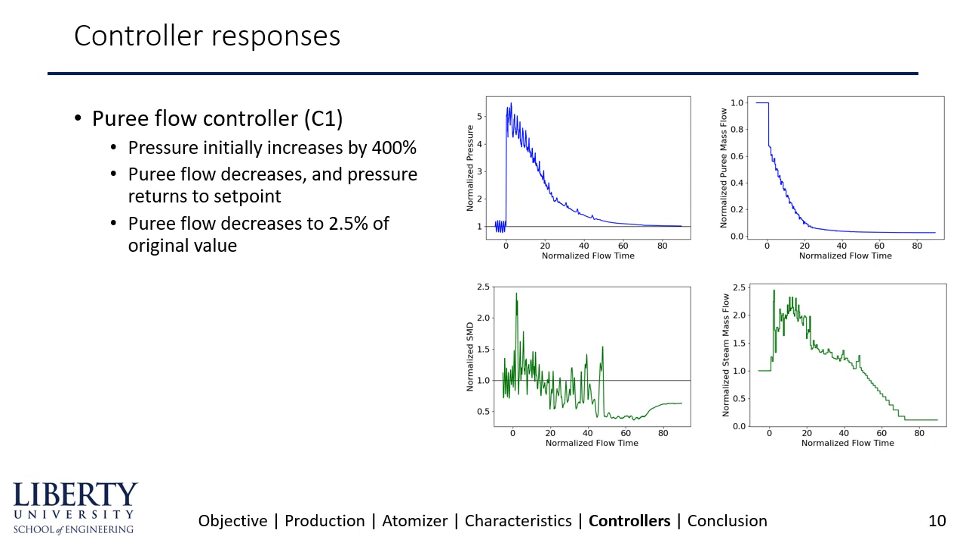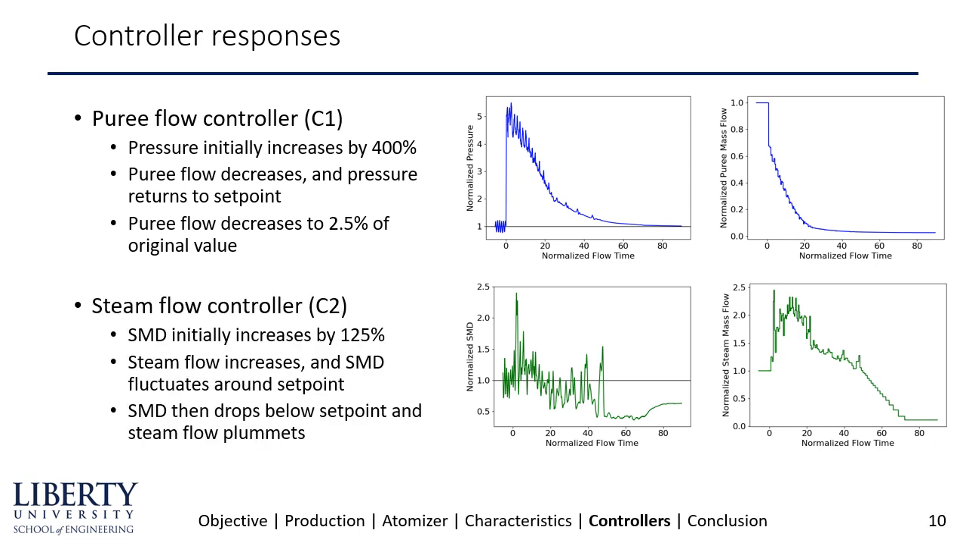Second, we have our steam flow controller, C2. On the left, we see the SMD, or droplet sizes, initially increased by about 125%, which we would expect with a viscosity increase. And then in response, on the right, the steam flow increases to try and compensate, and the SMD then fluctuates around the set point for a little bit, but then it drops below the set point and just kind of hangs out down there. And the steam flow plummets because it's not needed anymore and actually bottoms out at the end. So we see a little more strange behavior with this second controller.